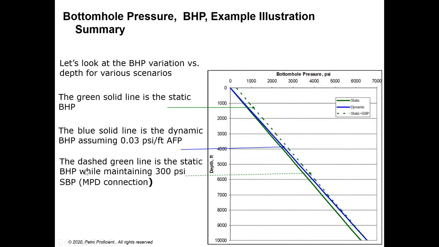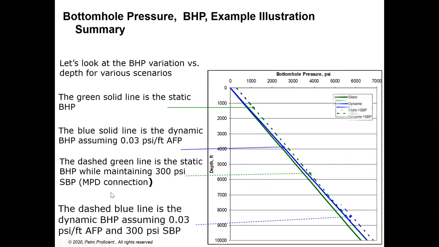Now what happens? You are doing an MPD connection. So to compensate for this 0.03 psi per foot, you have applied a 300 psi surface back pressure. And the pressure profile in the well will be like this dotted line. It is different from your static and your dynamic. And then what you have is a dynamic wellbore pressure, assuming both 0.03 psi per foot annular friction pressure loss and 300 psi surface back pressure.